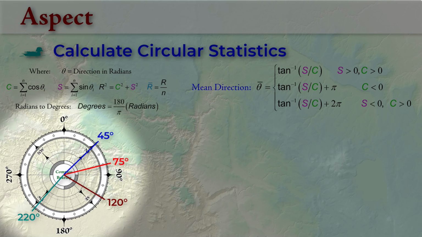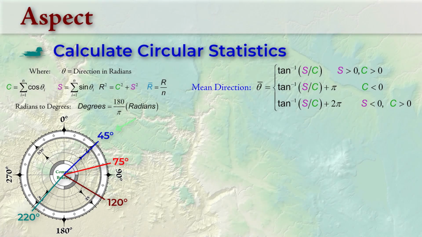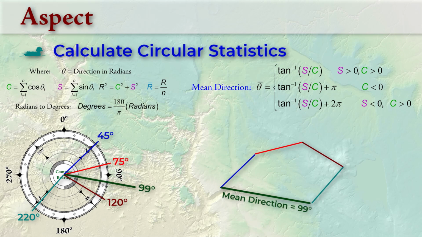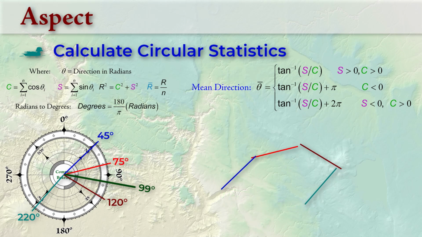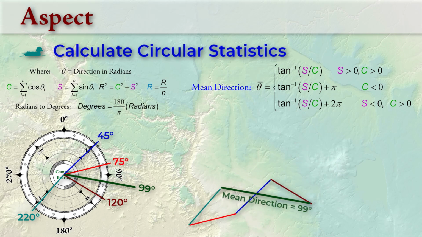Now in this simple example, we have 4 aspect directions at 45 degrees, 75 degrees, 120 degrees, and 220 degrees. All we have to do to get the mean direction from these 4 bearings is to take the 4 lines and string them together in a path. The mean direction is the direction from the beginning of the path to the end of the path, and that's all that this equation is calculating. It doesn't even matter what order you string the segments together in, the mean direction will always be the same.